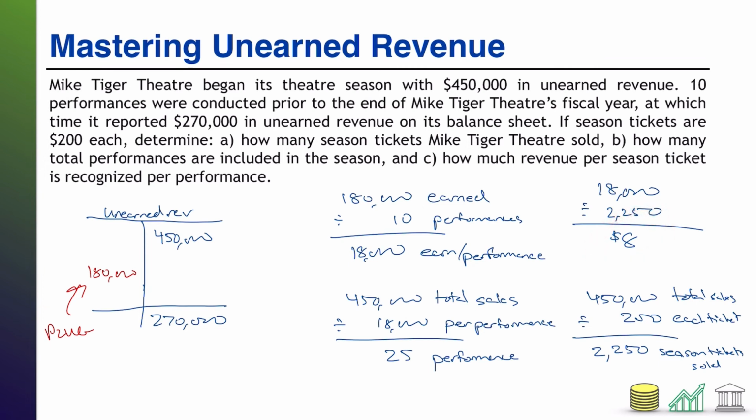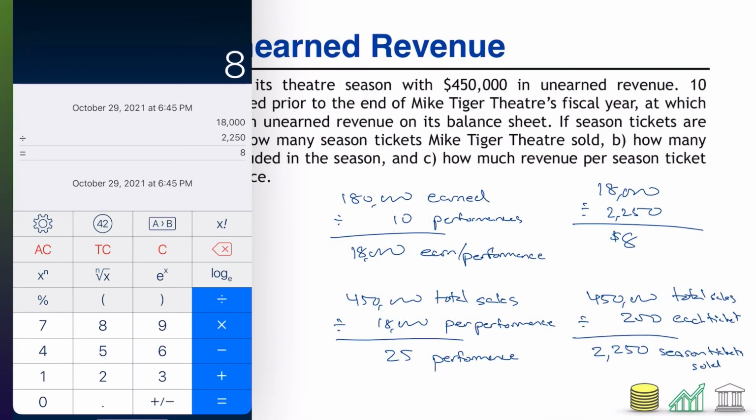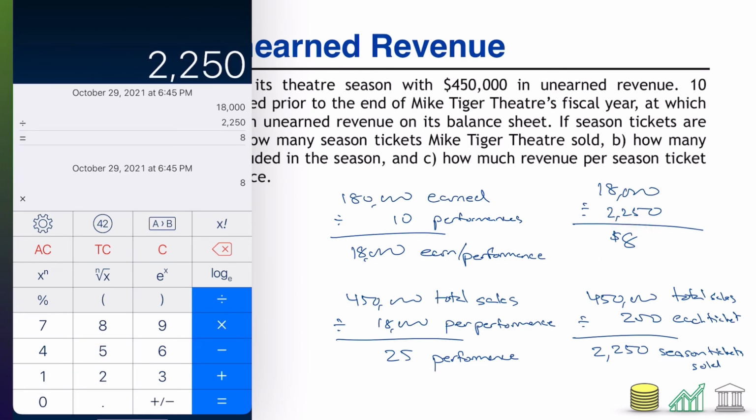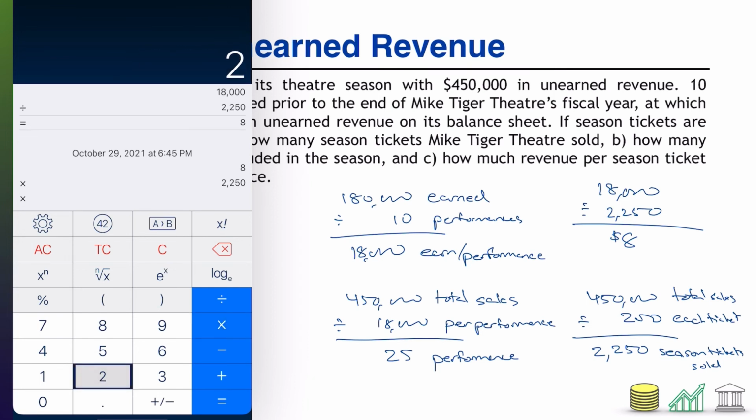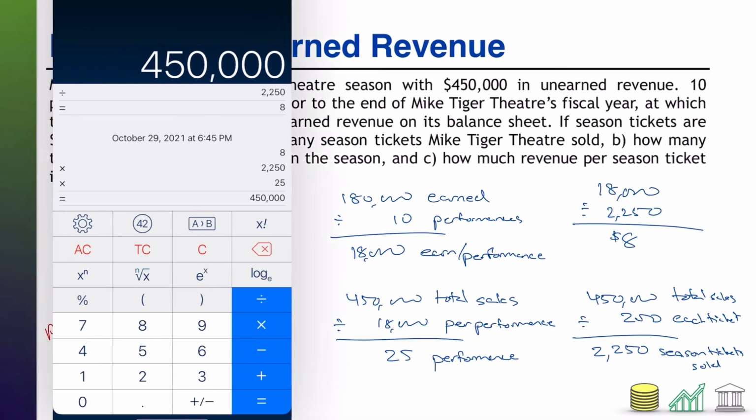And now this would make sense too, if you want to kind of check the numbers here, think about it. If you are earning, let me bring out the calculator real quick, $8 per season ticket, and you have 2,250 season tickets, and you have 25 performances, there's the $450,000 in total earnings that you will have once you are done.